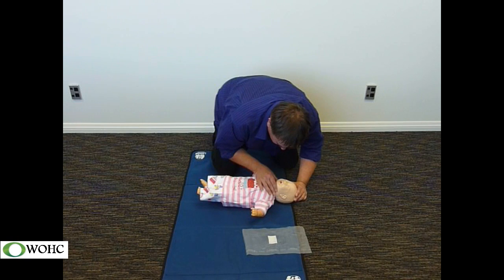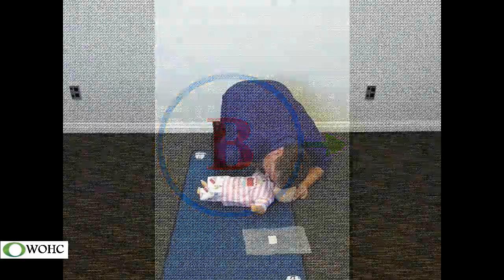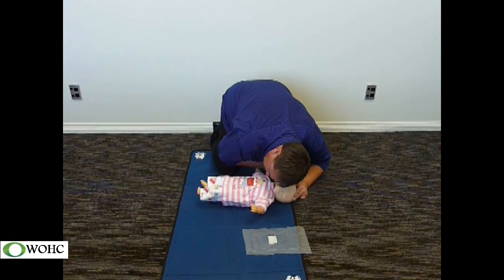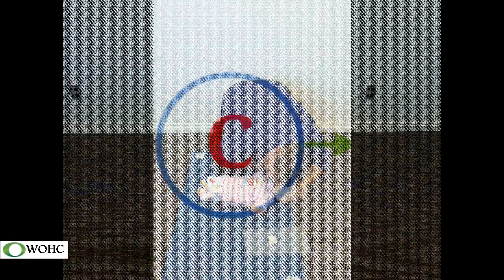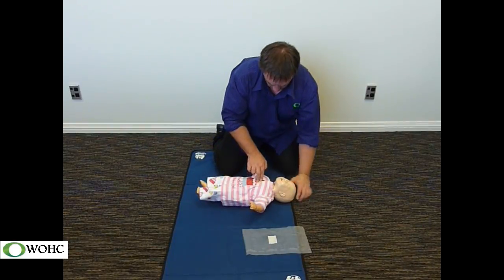Open the airway by just opening it a slight amount as if they're sniffing at the air. It's a little smaller than the child and the adult. Look for breathing again. Look, listen and feel. Look at their chest. Listen with your ear. Feel with your cheek. If there is no breathing or the breathing is inadequate, begin chest compressions.